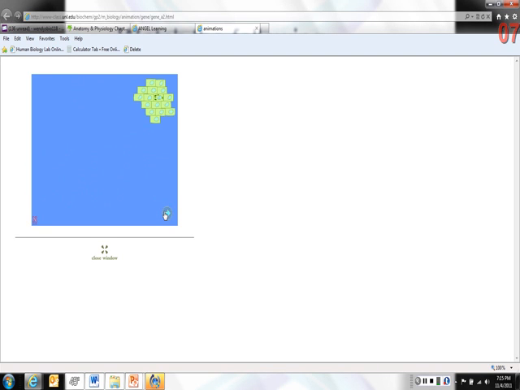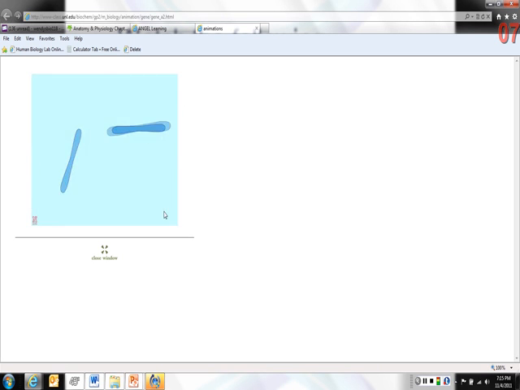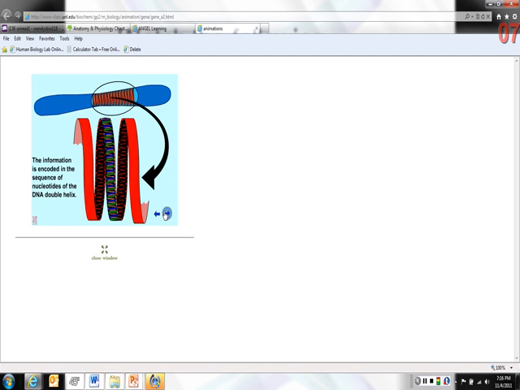So we start with our cells. Protein synthesis begins inside the nucleus of a cell. Inside the nucleus, chromosomes are stored. Chromosomes contain the information to produce every protein the organism will need, encoded in DNA. The information is encoded in the sequence of nucleotides of the DNA double helix.